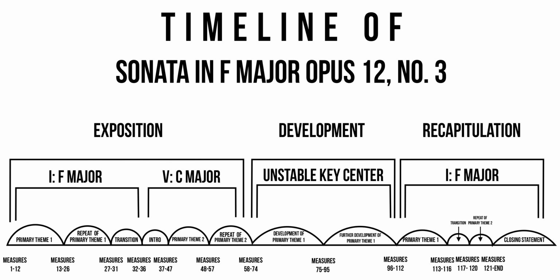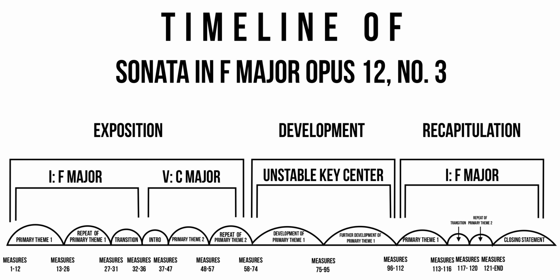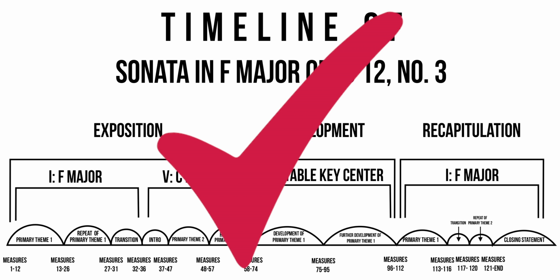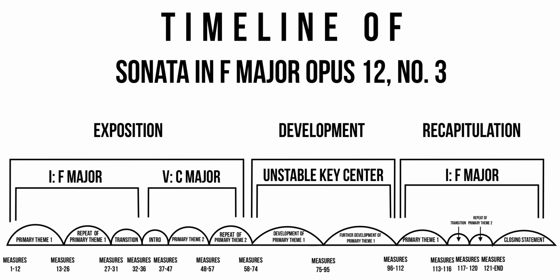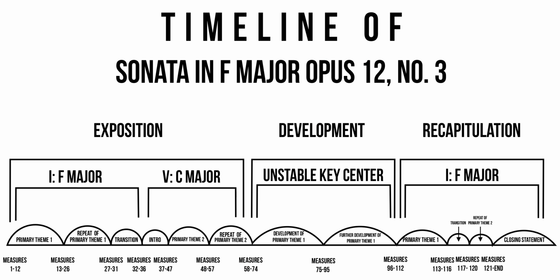Did the development take the primary theme and change it in any way? Was the development unstable? Did the recapitulation restate the primary and secondary theme verbatim in the original key? All of these answers have helped me prove that this composition is in fact a sonata.